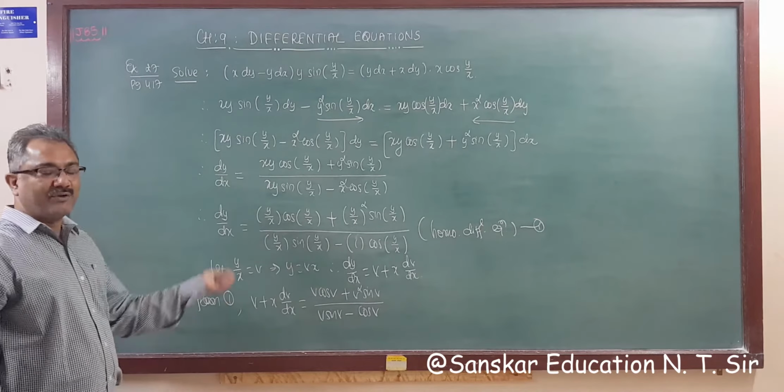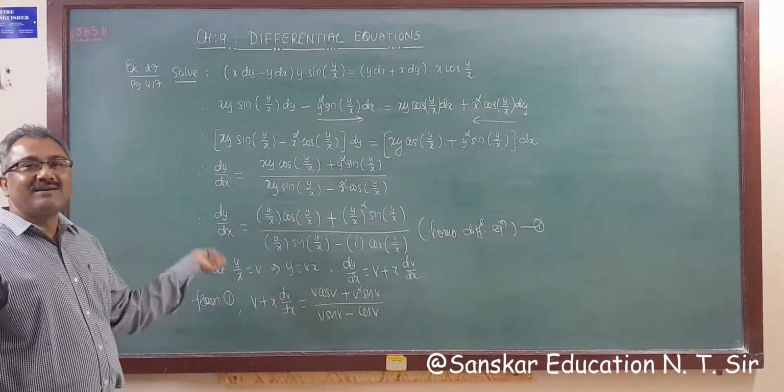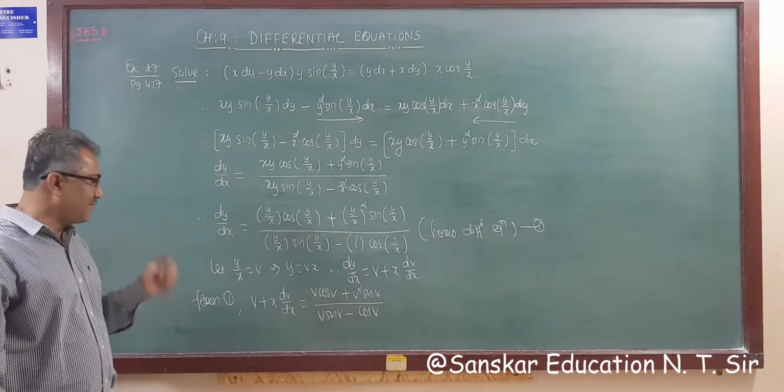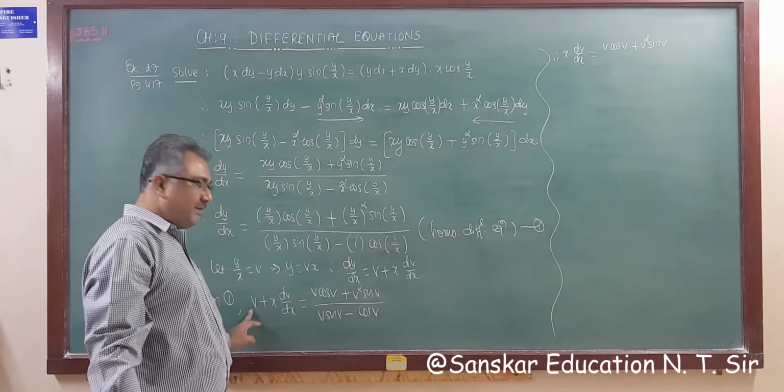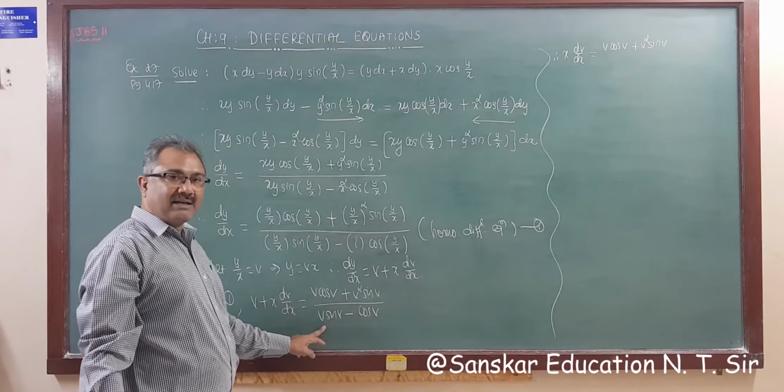Now we have to convert this into a variable separable form. So taking v to the right hand side, I think हमको जगह कम पड़ेगी. So x dv by dx is equal to v cos v plus v square sin v. Now we are taking v here, so we have to multiply by v here. So I'm writing directly minus v square sin v.